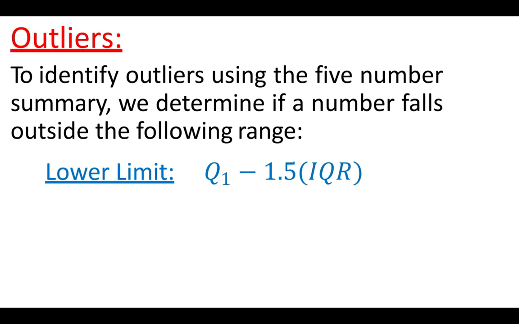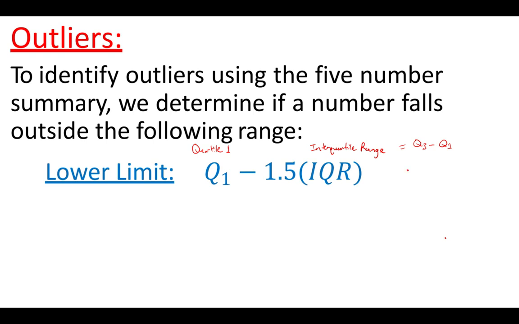So Q1 stands for quartile 1. Remember, that's the median of the lower half. And then IQR is the interquartile range. If you forget what IQR is, that's Q3 minus Q1. That's how we compute that. So the lower limit is going to be Q1, whatever that value is, minus 1.5 times the interquartile range.